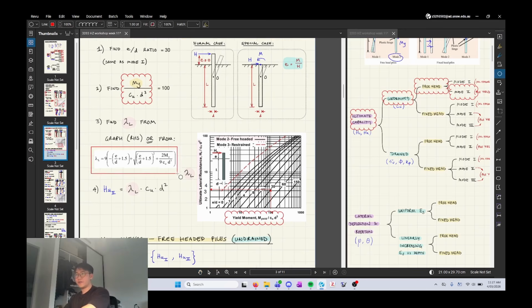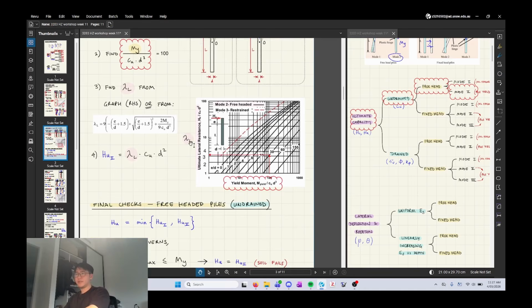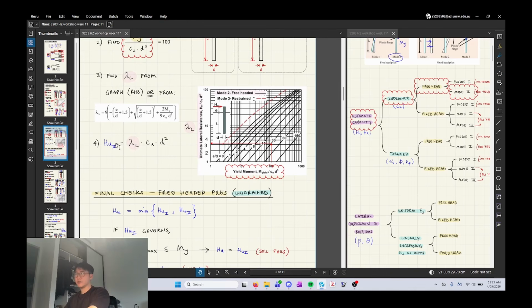Or you can find it from this formula. Not all of these graphs give you a formula, but this particular one does for the mode 2 failure. Depending on whether you want speed or you want to be incredibly accurate, you can use this formula if you don't want to use the graph. That one's lambda L. And then your horizontal capacity for free head under mode 2 failure is given with this equation.